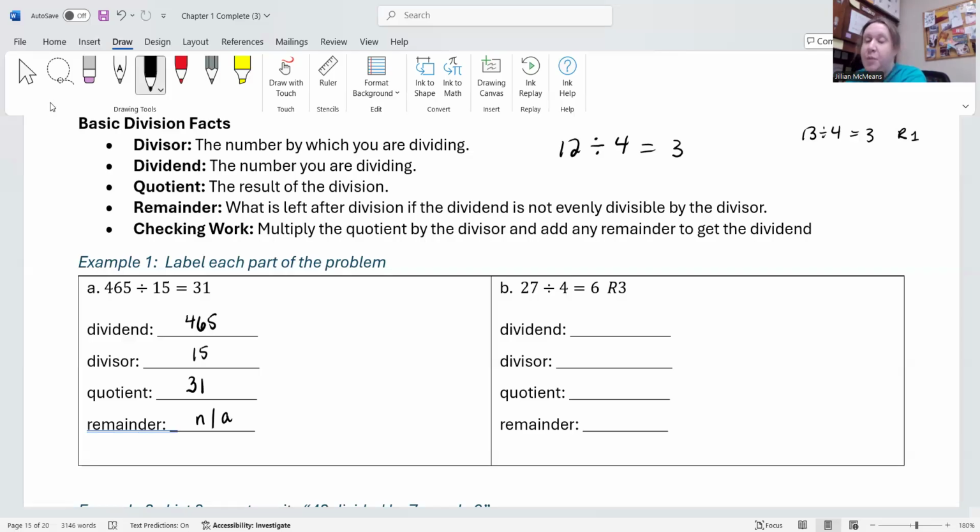Now for part B, we have 27 divided by 4 equals 6, and then we have this capital R3. This R3 right here represents the remainder.